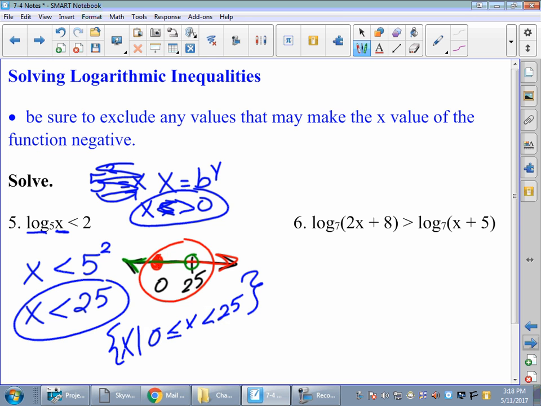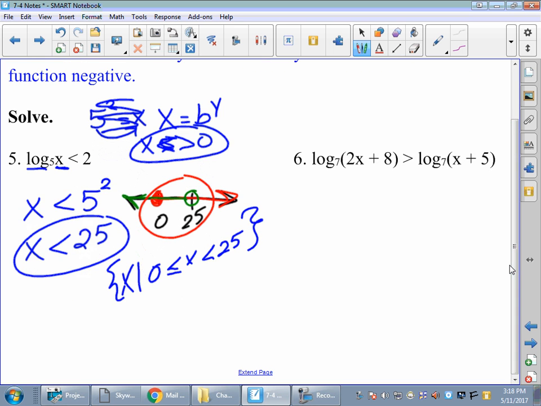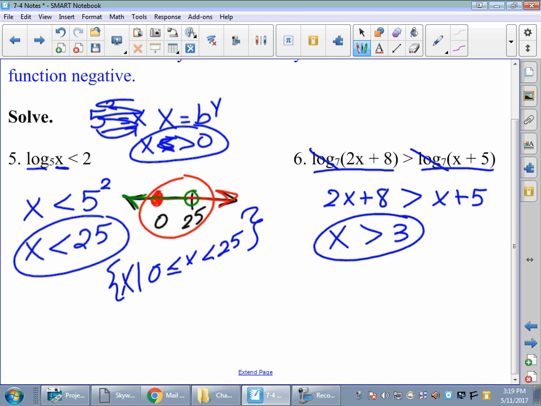In the next example here, I have the log base 7 of this is greater than the log base 7 of that. So if I eliminate the logs on both sides using the property of equality, I can say that 2x plus 8 is greater than x plus 5. Subtract x, subtract 8, x is greater than 3.